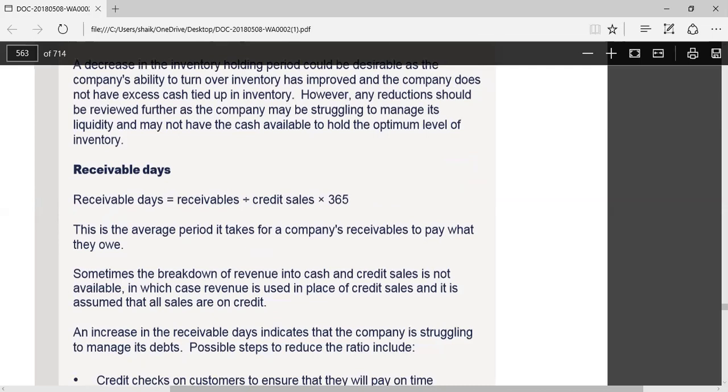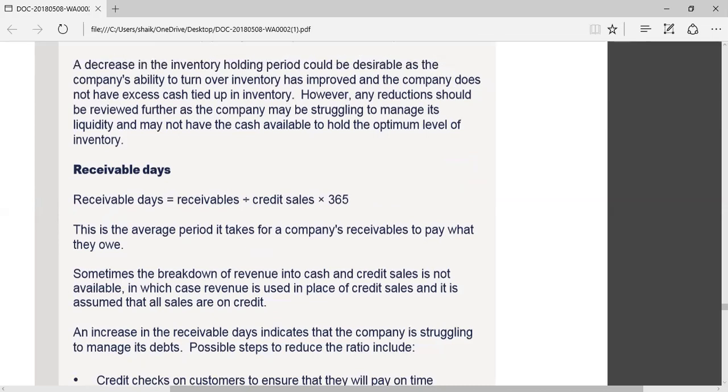These ratios are calculated on the basis of days. And this is the average time period that it takes for a company's receivables to pay what they owe. Sometimes the breakdown of revenue into cash and credit sales is not available, in which case the revenue is used in place of credit sales.